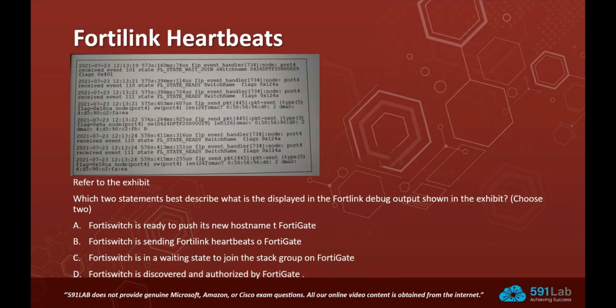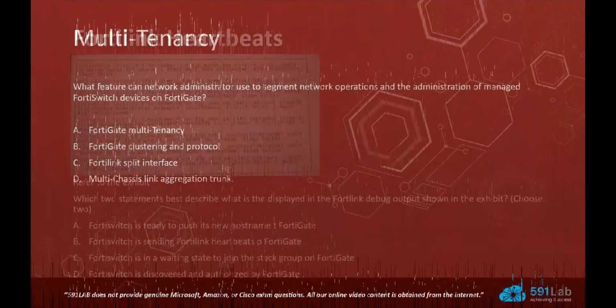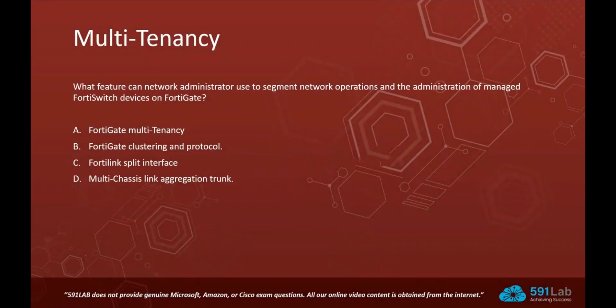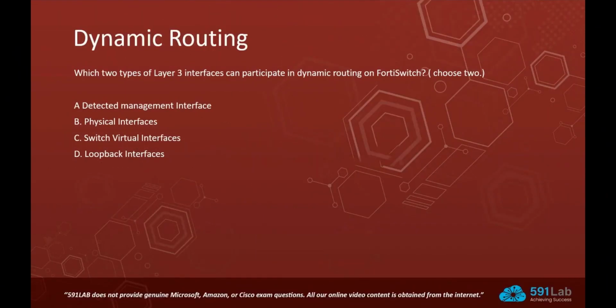Refer to the exhibit. Which two statements best describe what is displayed in the FortiLink debug output shown in the exhibit? Choose 2. Okay, next question. What feature can a network administrator use to segment network operation and the administration of managed FortiSwitch devices on FortiGate? Next question. Which two types of layer 3 interfaces can participate in dynamic routing on FortiSwitch?